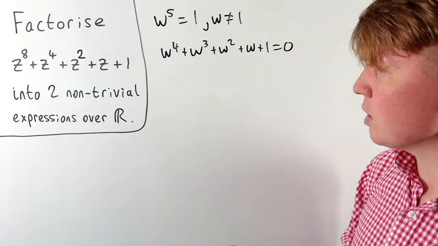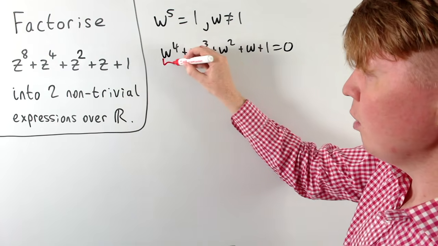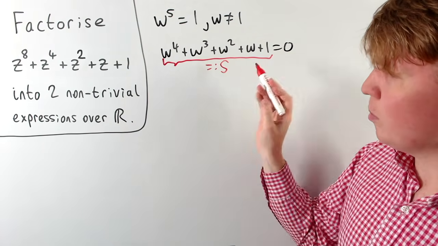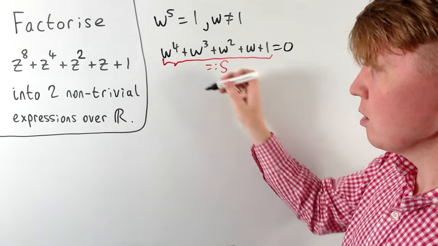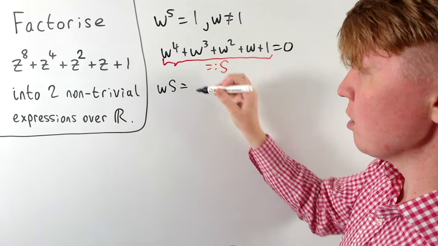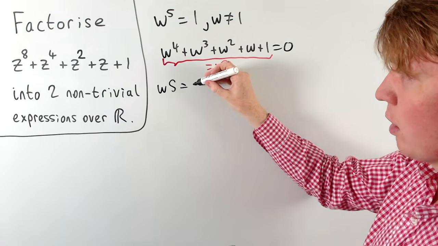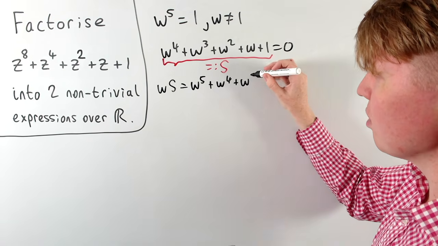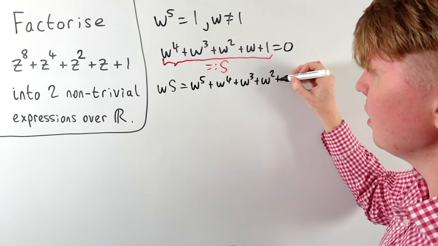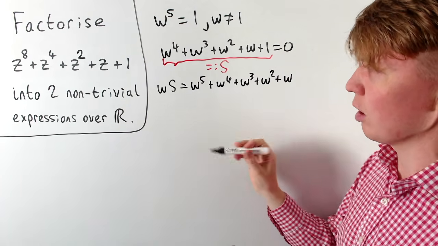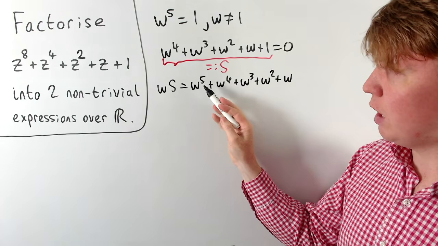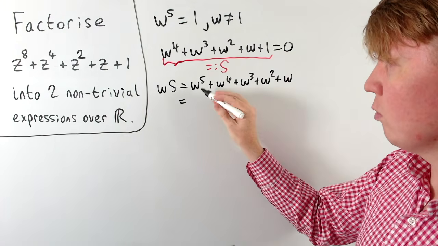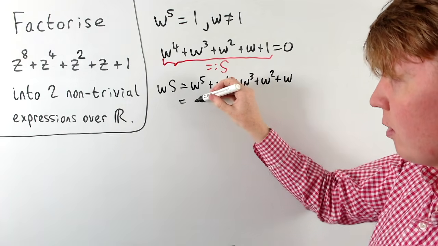There's quite a nice way of seeing this intuitively. If we take this sum, let's label this as s, and multiply this by omega, we've got omega times s. We just multiply each term by omega, so add another power here. So we've got omega to the 5 plus omega to the 4 plus omega to the 3 plus omega squared plus omega. But then omega to the power of 5, because it's a fifth root of unity, is just equal to 1. So then we can replace this by a 1.